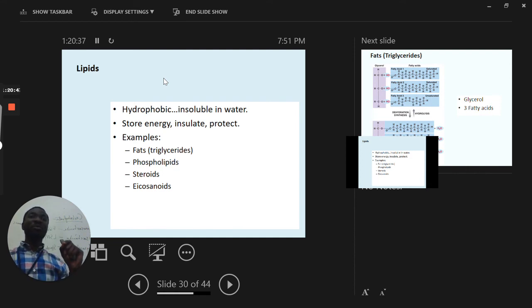You're saying lipid? Lipid, L-I-P-I-D. Lipids. Lipid is fat. It's right there on the top. Oh, up top. Okay, good.